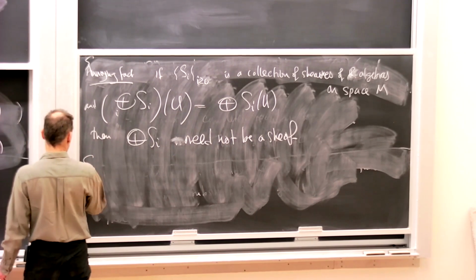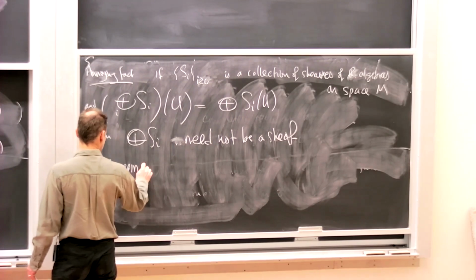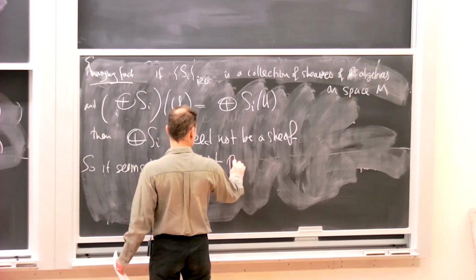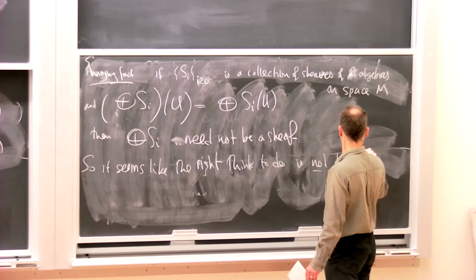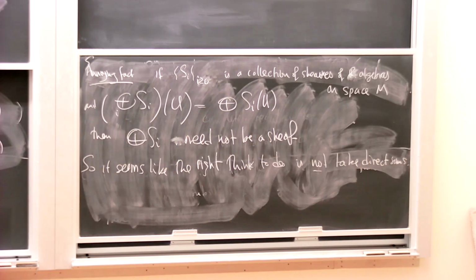So it seems like the right thing to do is not take direct sums. Somehow in graded geometry, this hasn't been noticed much because if you're dealing with free sheaves, or the sheaves are really sections of vector bundles, that issue doesn't show up. Well, even then it shows up. So when I was writing this complex, I put the dot there. I'm not taking the direct sum. I'm thinking of it as a sequence of modules.